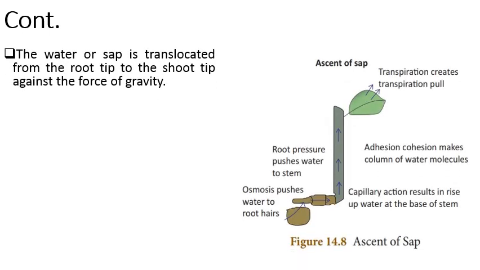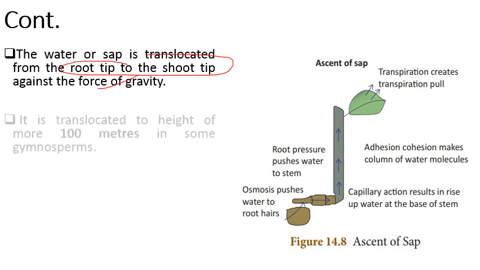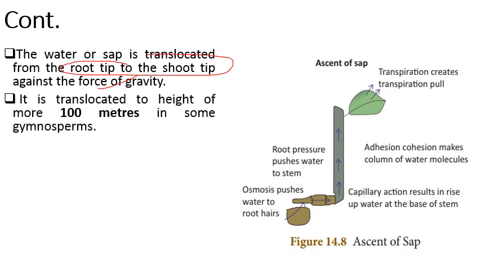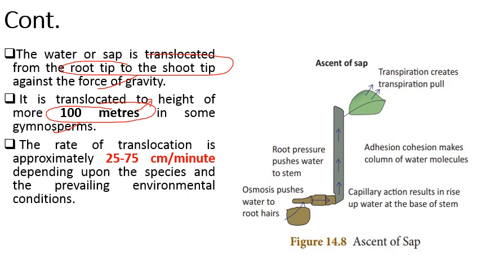Next, this upward movement occurs against the force of gravity. The movement of water and minerals is upward, against gravity. The water or sap is translocated from the root tips to the shoot tips against the force of gravity, to a height of 100 meters in some gymnosperms. The rate of translocation is approximately 25 to 75 centimeters per minute. This is a very quick process, depending upon the species and the prevailing environmental conditions. It varies from plant species to species and with environmental conditions.